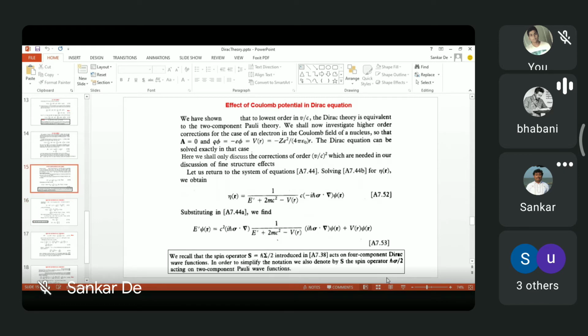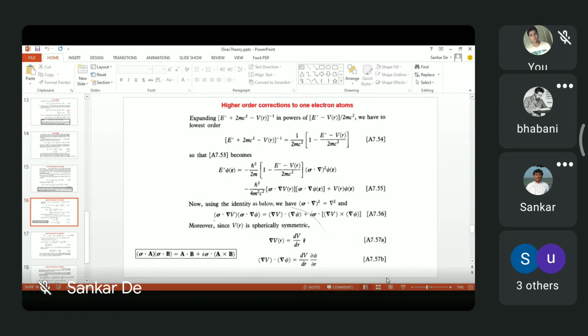Yes, in A753 there is a c square, right? So yes, c square is cut. But in the second equation we didn't, because we multiplied that c square, because we have 4m square c square, right? So I think there is some catch over there, which I don't know what is happening.